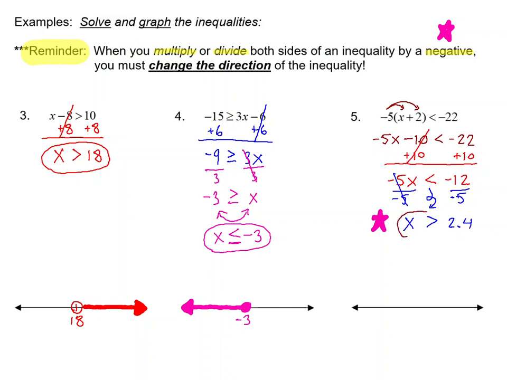Great. So we have our solutions here. I'm going to put the 2.4 in the middle. That's my important number. I do not get to include it this time, so just a nice open circle. And I'm graphing everything, shading everything that's greater than, so that's to the right.